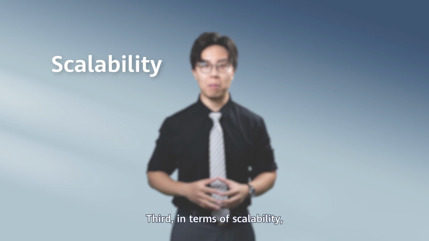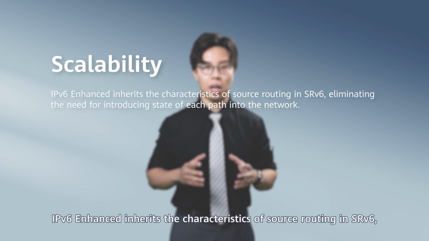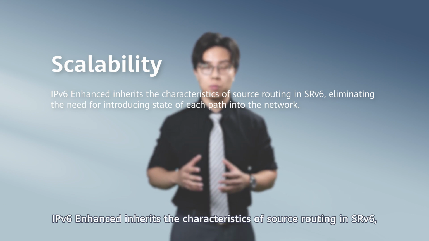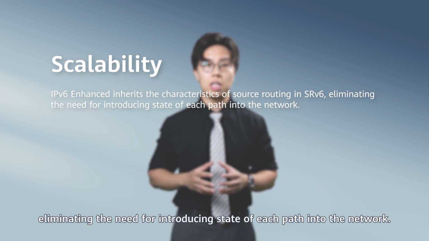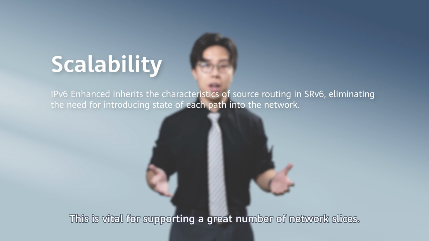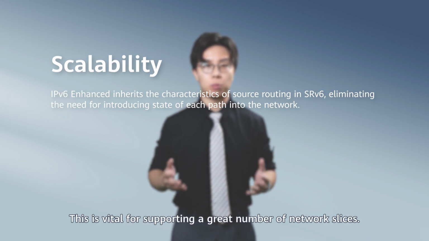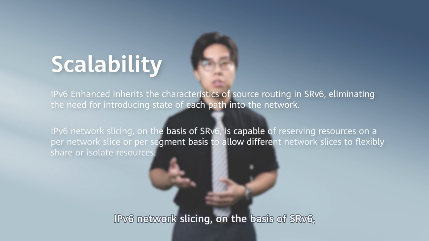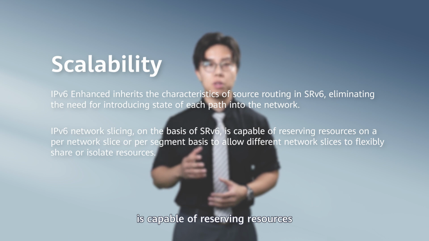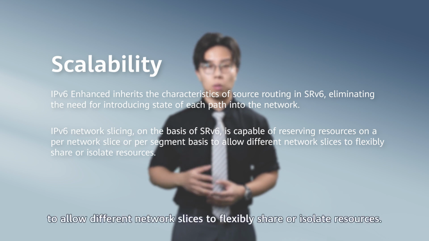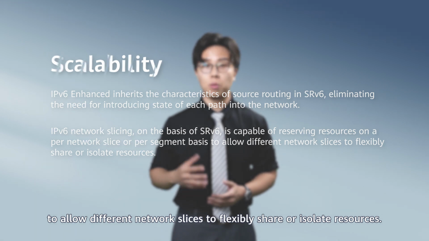Third, in terms of scalability, IPv6 Enhanced inherits the characteristic of source routing in SRv6, eliminating the need for introducing the state of each path into the network. This is vital for supporting a great number of network slices. Further to this, IPv6 network slicing on the basis of SRv6 is capable of reserving resources on a per network slice or per segment basis to allow different network slices to flexibly share or isolate resources.